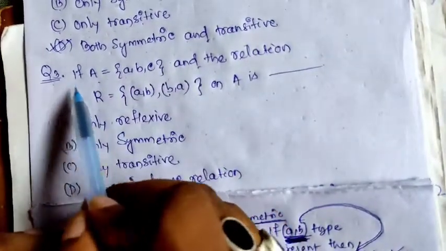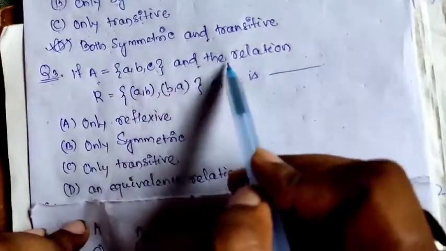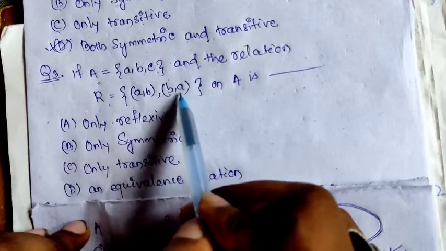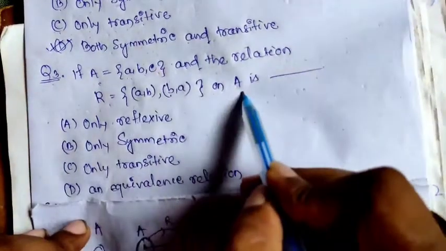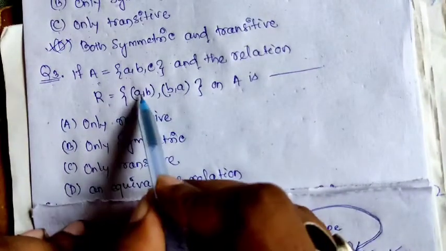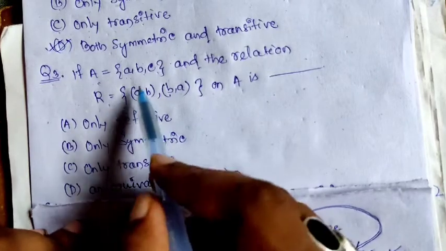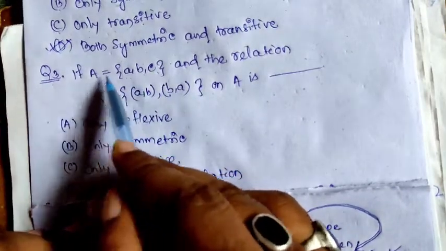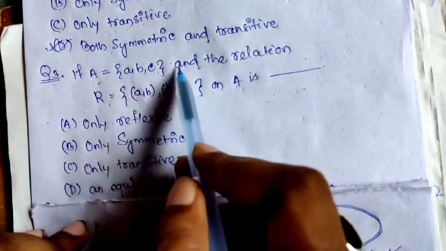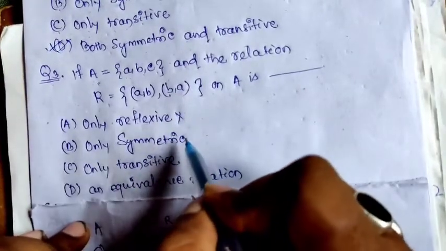Now come to question 3. If A is a set whose elements are a, b, c and the relation is equal to the ordered pairs (a,b), (b,c) on set A, the relation is dash. Here there is no identity ordered pair, meaning each element of set A is not mapped with itself; the ordered pairs (a,a), (b,b), (c,c) are missing, so it is not a reflexive one.